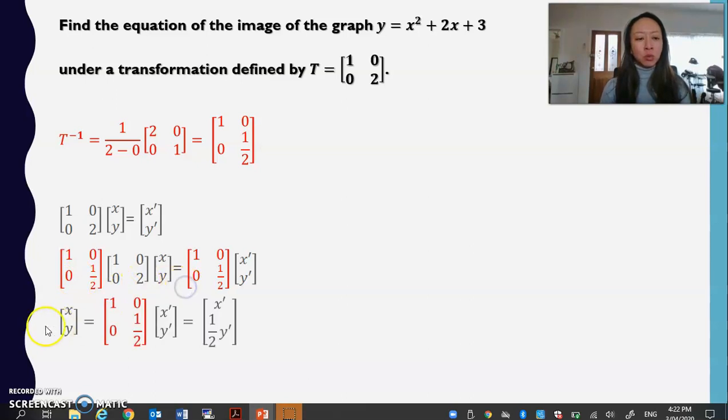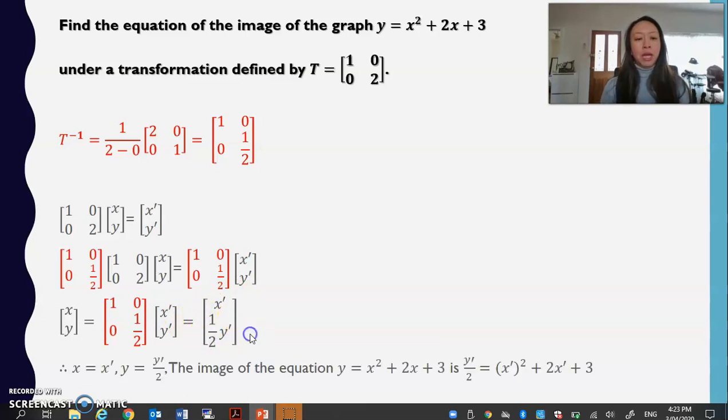So these two will cancel, and this will make x and y the subject. If we multiply these two matrices together, we will get x prime and half y prime. Because of this, we know that x will be equal to x prime, and y will be equal to y prime over 2. So the image of the equation of this is the original equation.